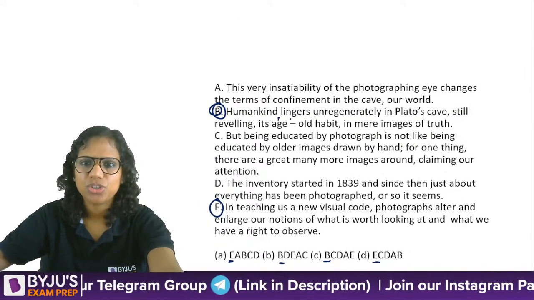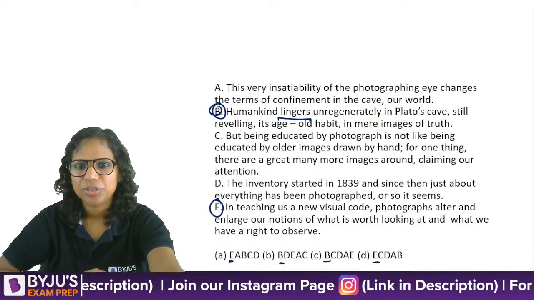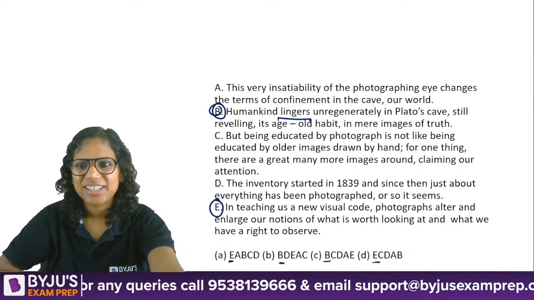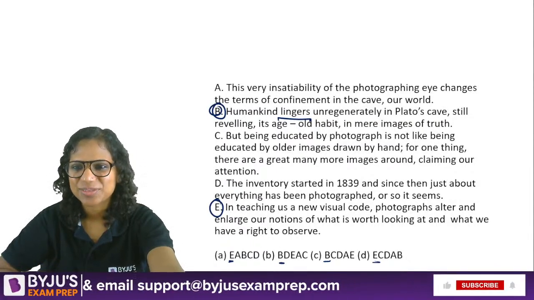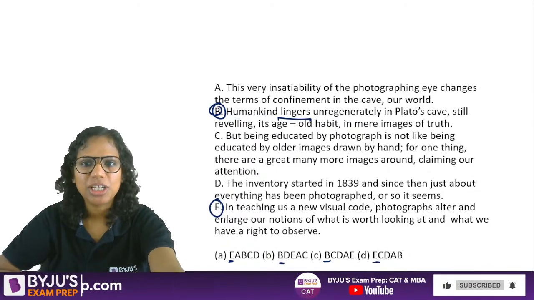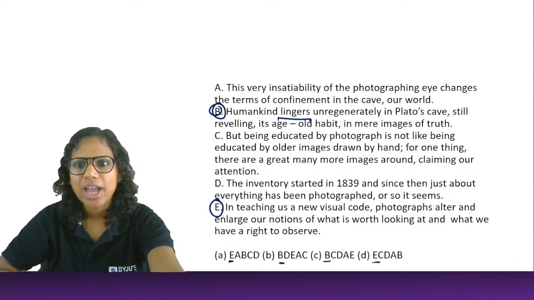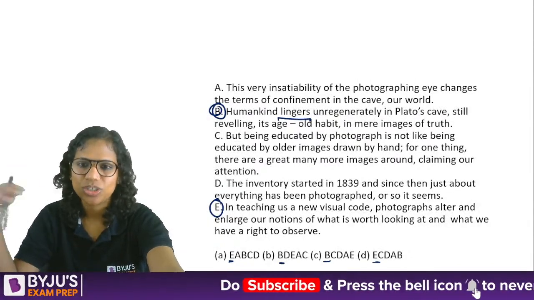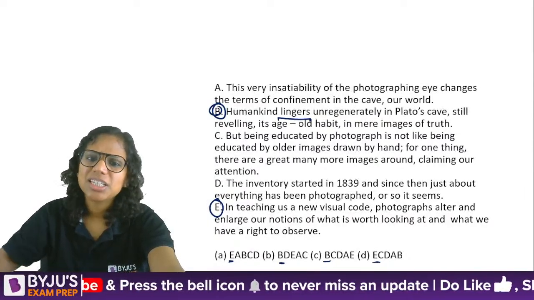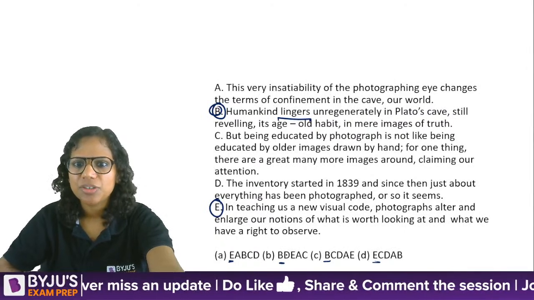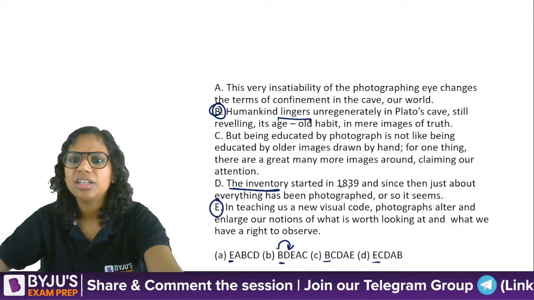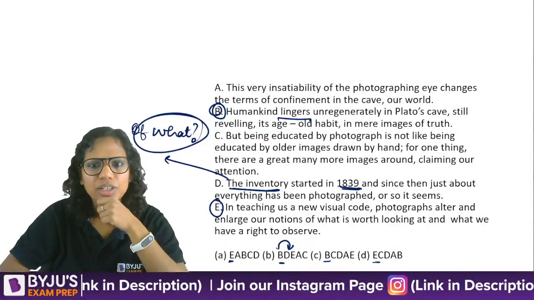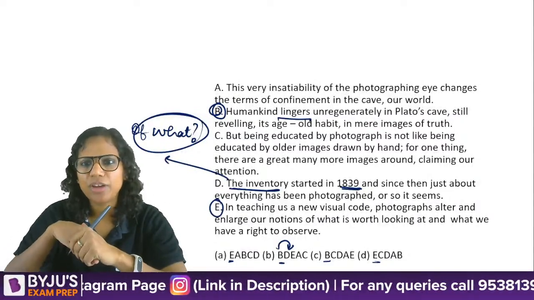This is age-old habit. Age-old is an adjective here. Again, what does B have to do with the rest of the sentences? Humankind lingers unregenerately in Plato's cave, still reveling in its age-old habit in mere images of truth. So humankind revels in mere images of truth rather than the actual truth. That's what this tries to say. But if I place D right after it, I've got B as the answer. If I place D right after it, it says the inventory started in 1839. Inventory of what? The inventory started in 1839, and since then just about everything has been photographed, or so it seems.